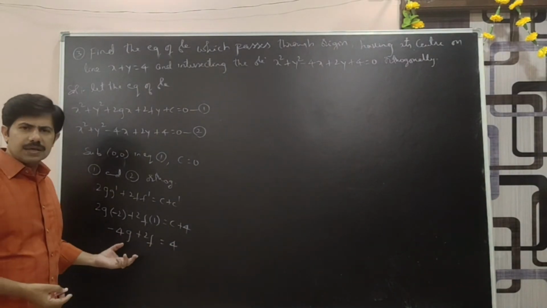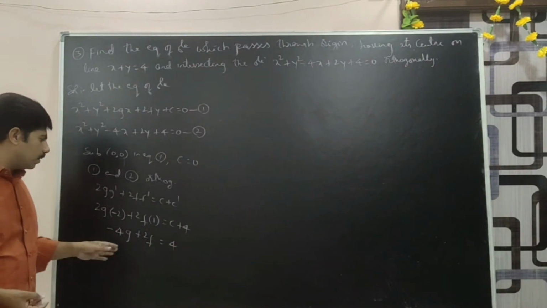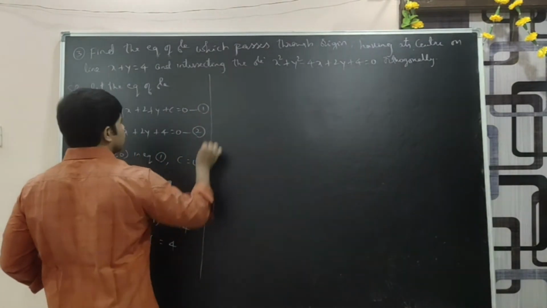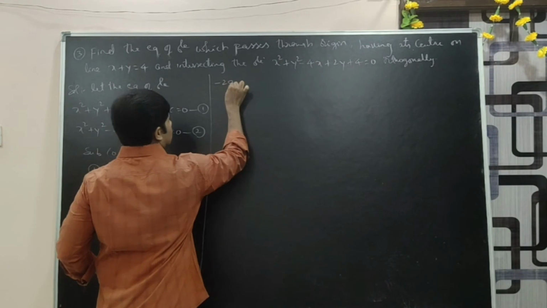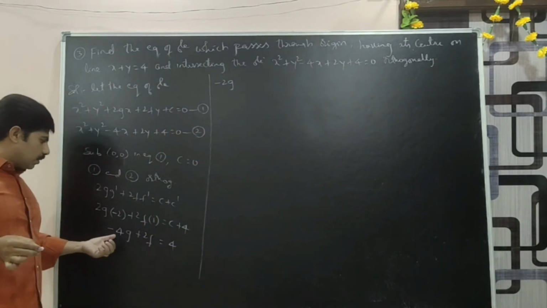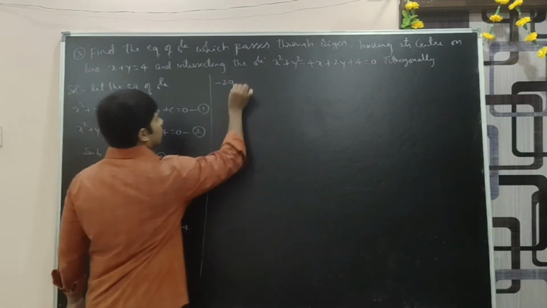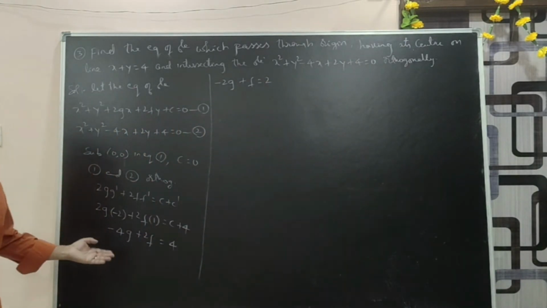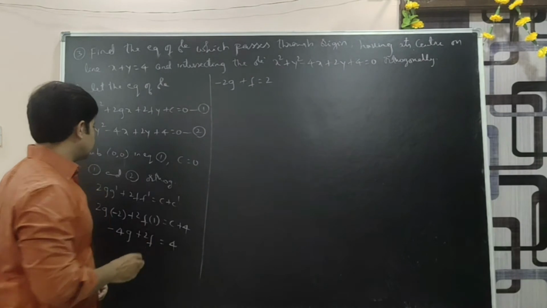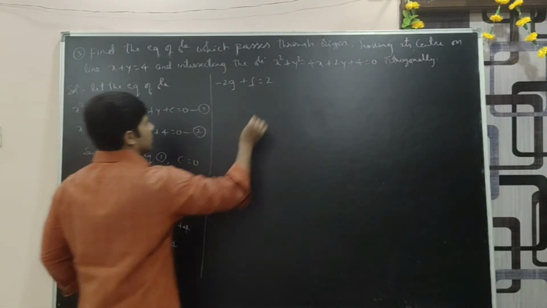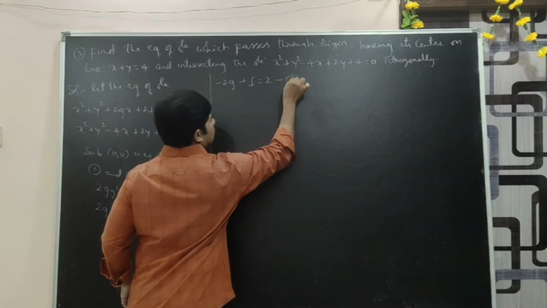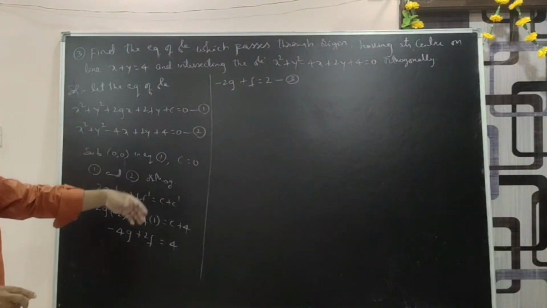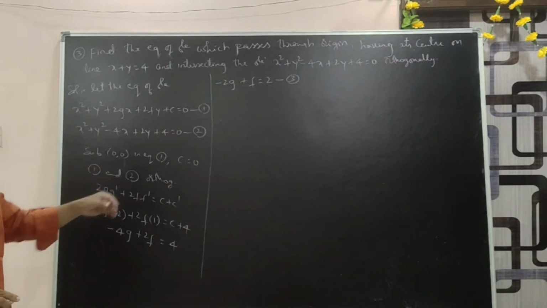So we can take 2 common. If I take 2 common here, we get an equation. What is that equation? Minus 2g plus f is equal to 2. So this we can write as equation number 3. So first we substituted 0 comma 0 and got the c value, then we applied orthogonality of 1 and 2 and got an equation.